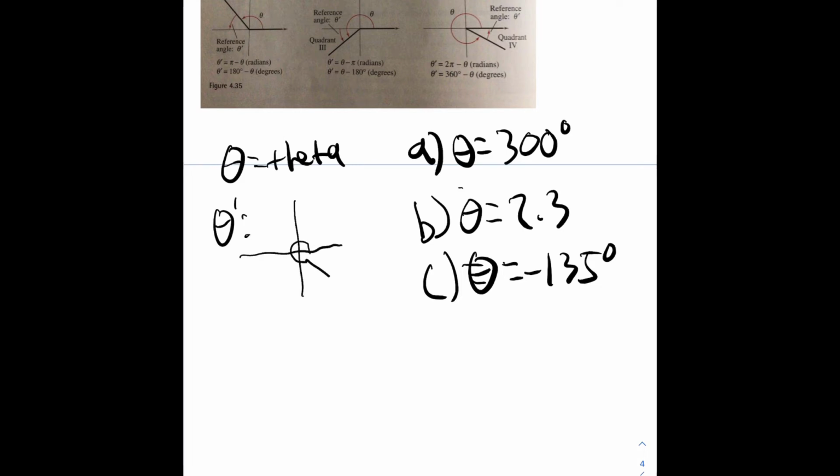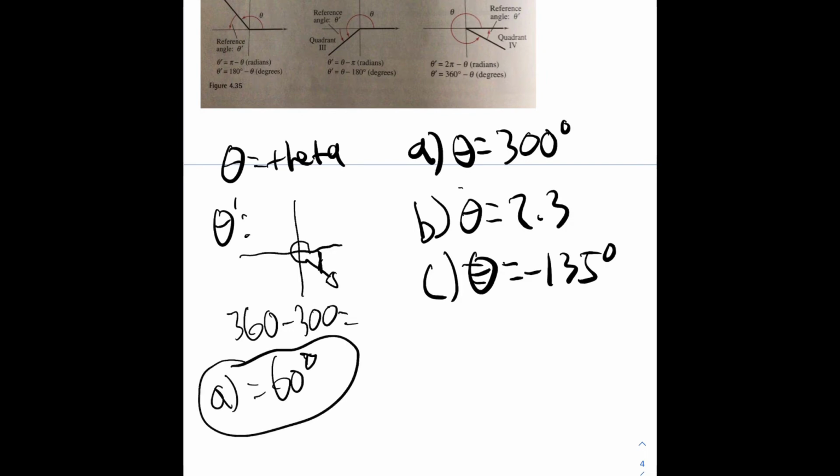So again, in this case, a 300 degree turn, if I just sketched that out real quick, I know that it's going to be all the way something like this, which means for me to finish it, I have to enclose it over here. I know that all the way around is 360, which means that my reference angle is 60 degrees for letter A.